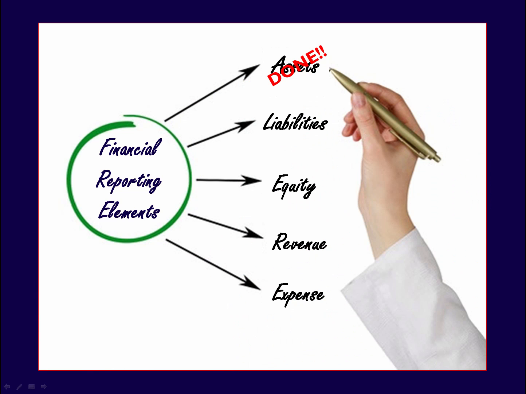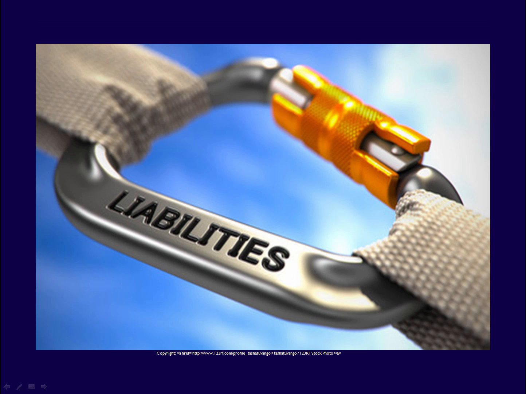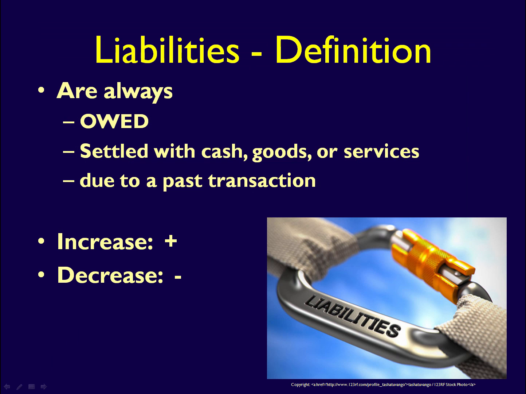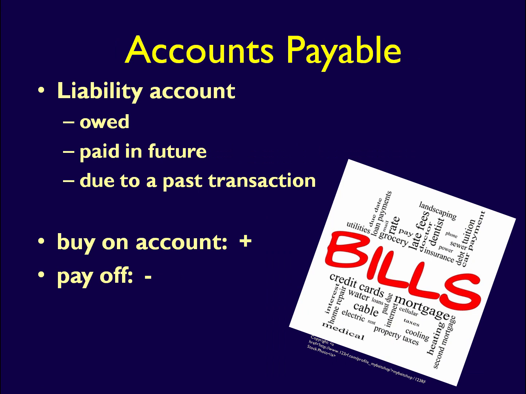We've now finished up with all the common asset accounts, so let's move on to liabilities. Like assets, liabilities have 3 characteristics that define them. They are all owed to third parties, entities outside of the business. They are always settled by giving up either cash, goods, or services. And finally, they are always due to something that the business did in the past.